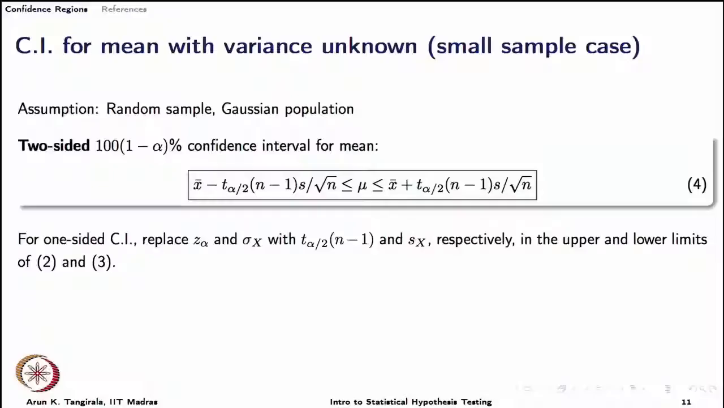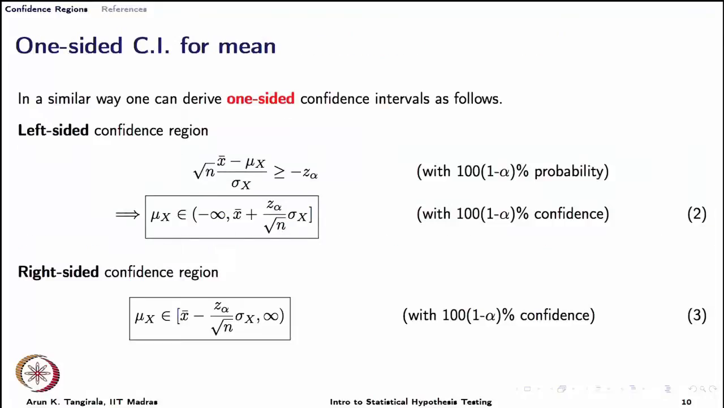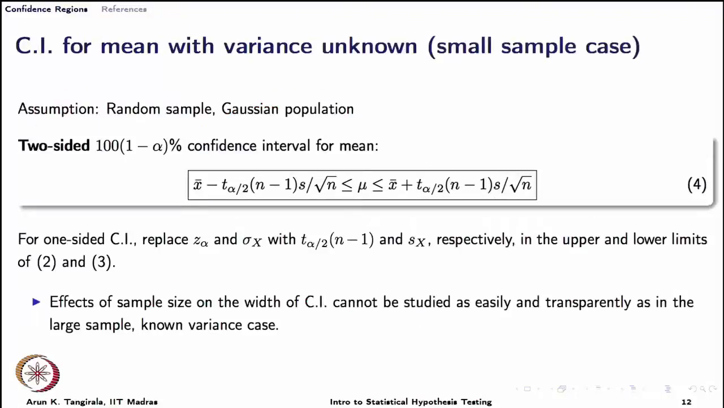And again from equation 4 you can obtain the one-sided confidence intervals, either from equation 4 or from these equations 2 and 3, where you replace sigma x by Sx, the estimated standard deviation, and z alpha by t alpha with the degrees of freedom n minus 1. That is all. Otherwise the story is the same.